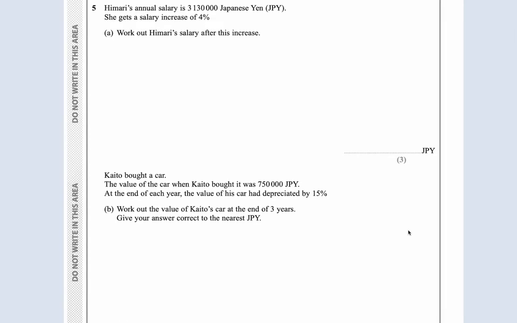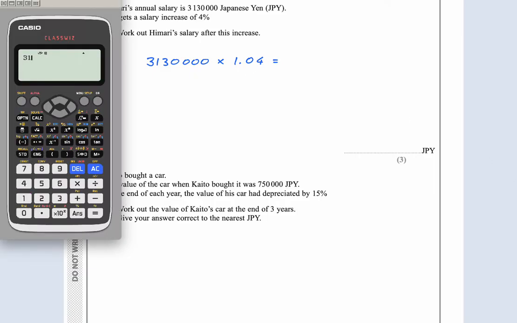Himari's annual salary is that. She gets a salary increase of this. What's her salary after the increase? Okay, this is a percentage increase. The nicest way to do this, guys, the easiest way, is to multiply this salary by 1.04. If you multiply by 0.04, you get 4%. But if you multiply by 1.04, it adds on the 4%. So once you realize that, it's quite easy to do because you have a calculator.